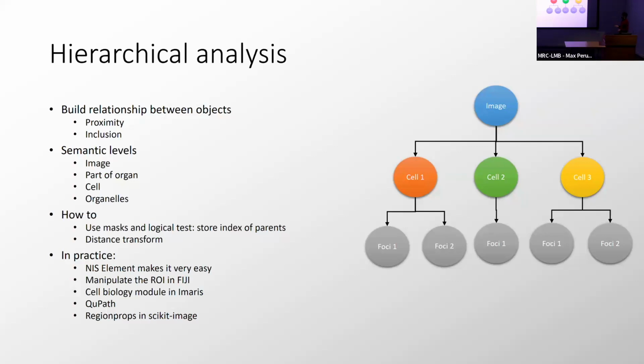You can basically use masks and logical tests. If you program it, it's quite easy to do. You can use distance transform for testing proximity. This kind of analysis is very easy in Nikon Elements using the GA3 module. You can manipulate ROIs in Fiji. It's easy also to test if one ROI is inside another one. You have a cell biology module in Imaris. In QuPath also, by default, you need to define a hierarchy. And then you can use regionprops in scikit-image, for example, to test inclusion.